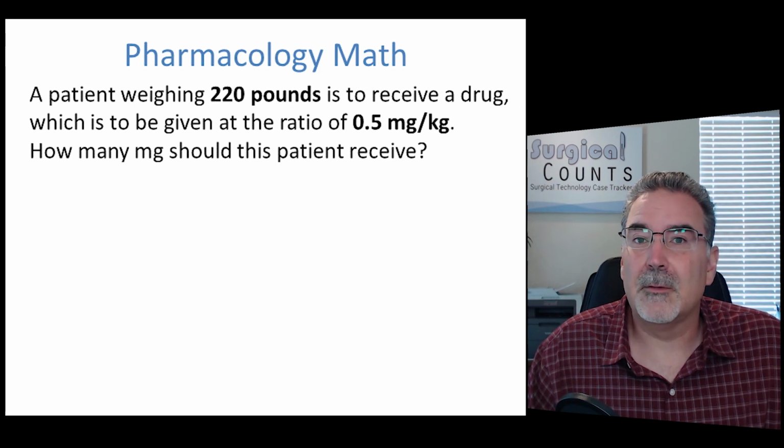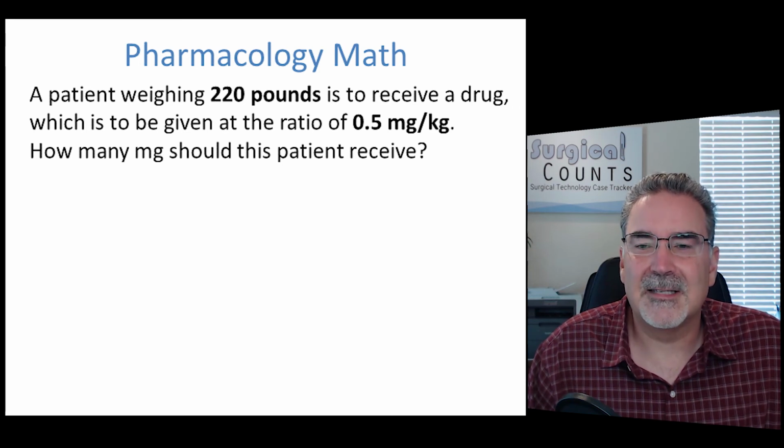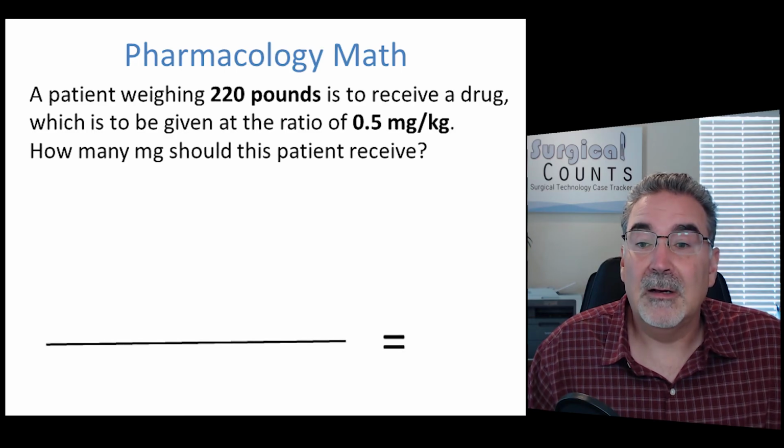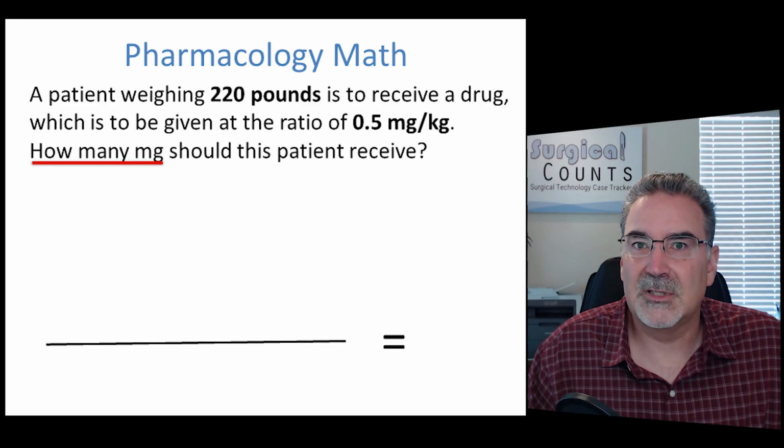Well, just like all the other problems, we're going to set it up exactly the same way. We're going to start with our horizontal line and an equal sign. Now we're going to figure out what's the question asking. Well, the question's asking how many milligrams. So that's what we're going to put on the right side of our equal sign.